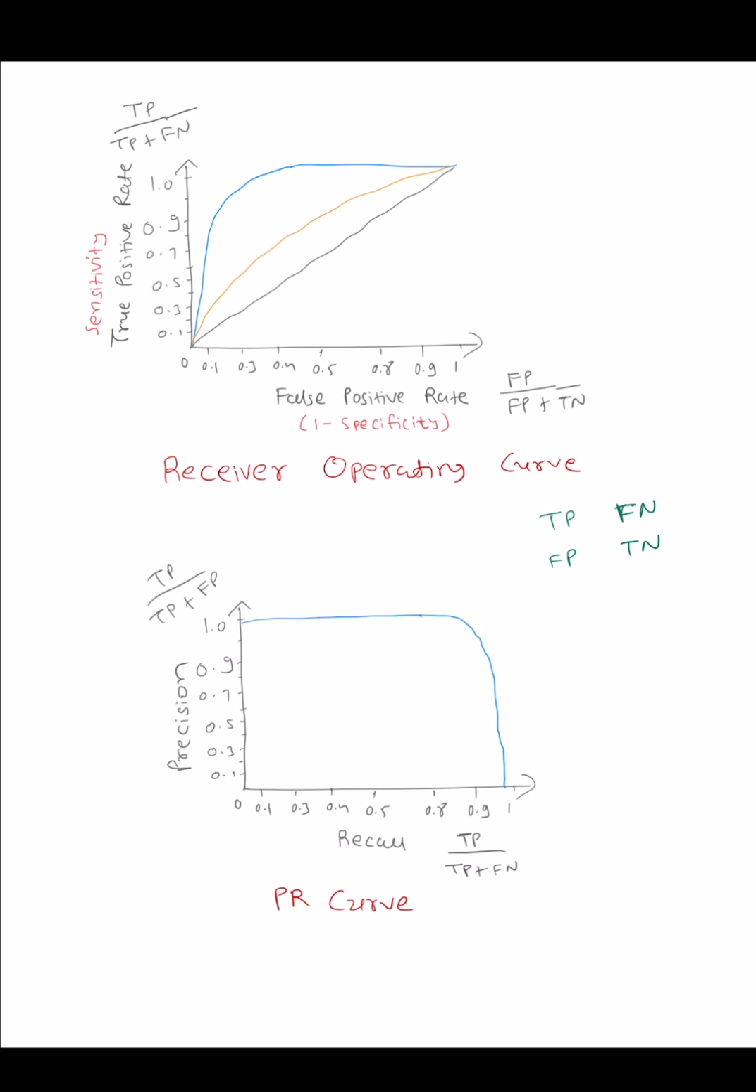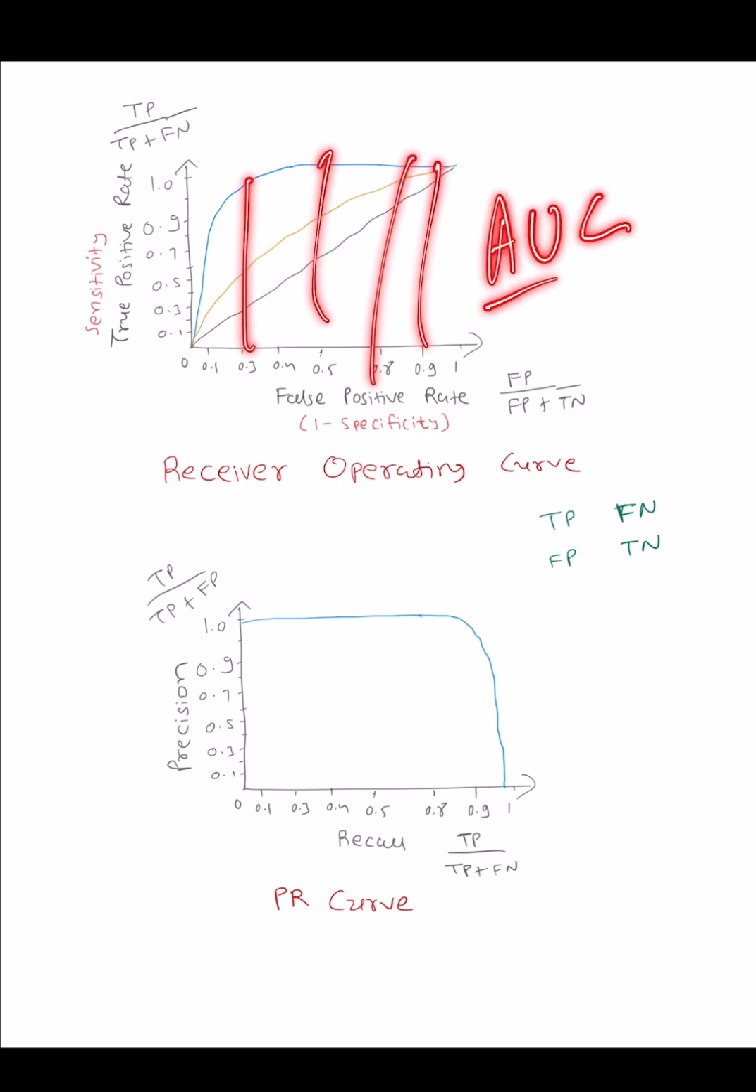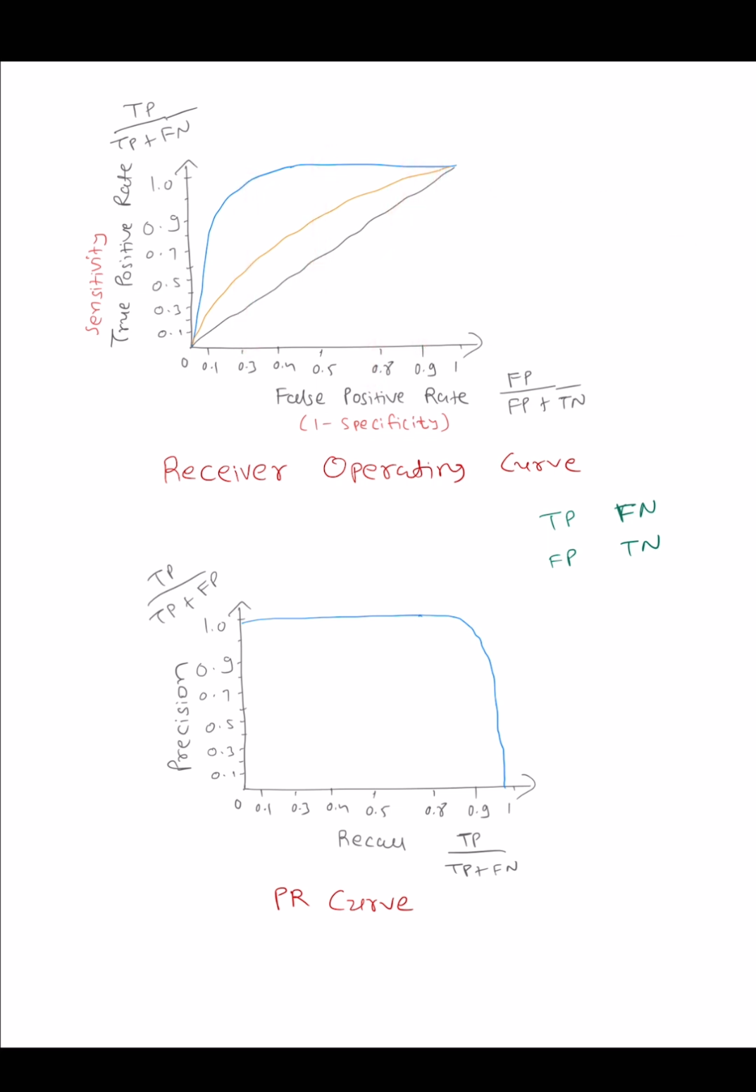Ideally we want a higher true positive rate, so this is the ideal graph we want in any case. And we calculate the area under the curve, which is called AUC. The higher the AUC, the better it is. The ROC AUC score tells us how good the model is at distinguishing the positive versus negative class.